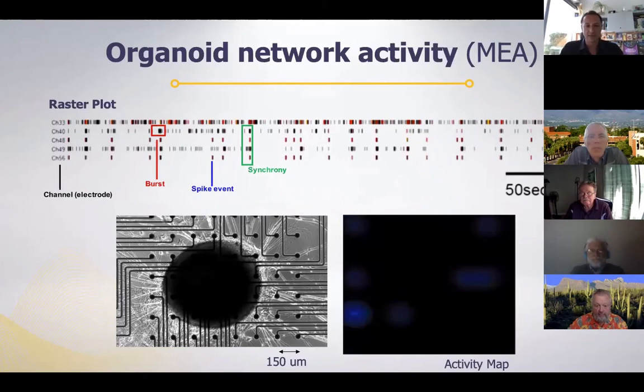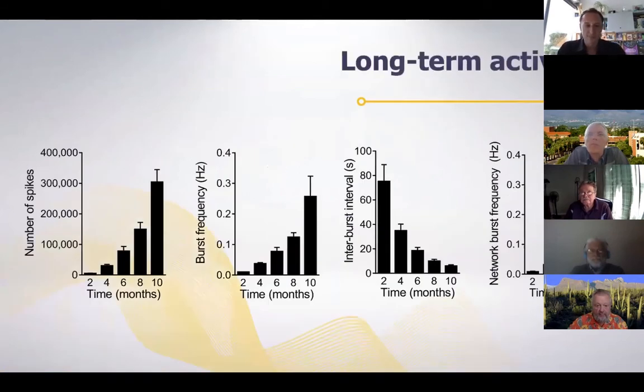What we did, we keep measuring the number of spikes over time. We start with 3,000 spikes per minute, and we end up at 10 months with 300,000 spikes per minute. That was really unprecedented for a human neuron in a dish, in a culture. We never actually recorded something like that. The same thing is true for the burst frequency. We see that it increases dramatically.